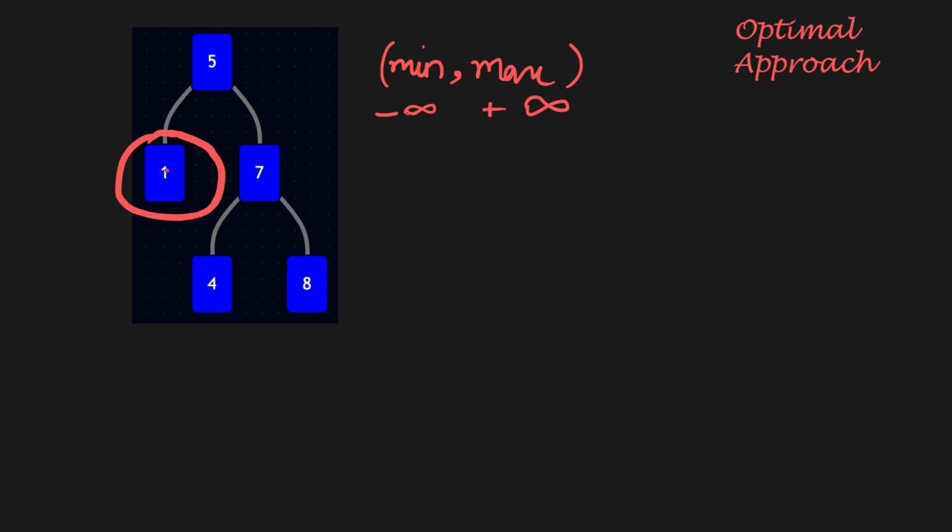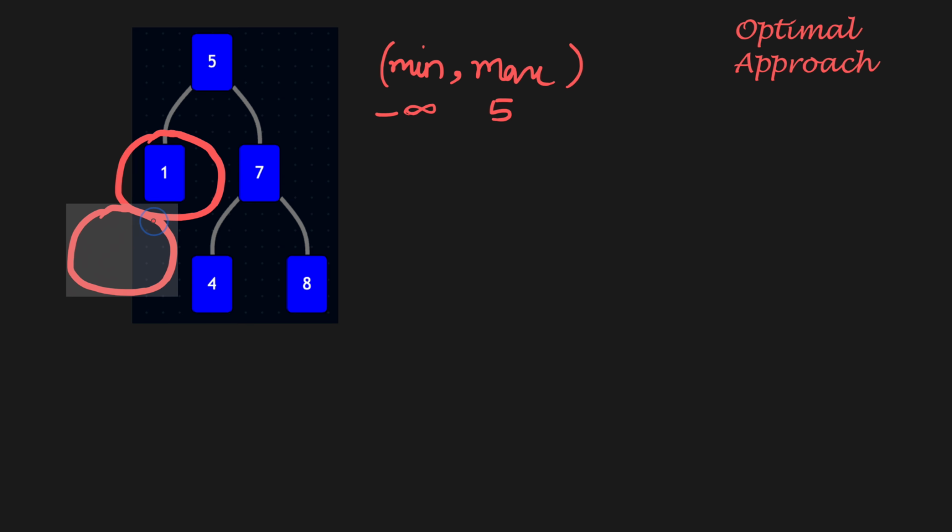Now, since we went to the left subtree, all the values must be less than the parent. And here the parent's value is 5. This 5 becomes the new upper bound. And the lower bound doesn't change. It stays negative infinity. And now we check if node 1 is within the range of negative infinity and 5. And the answer is yes. So it is a valid node.